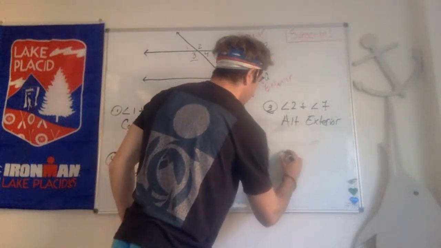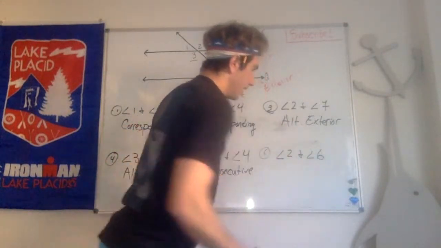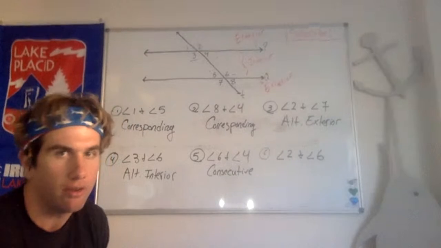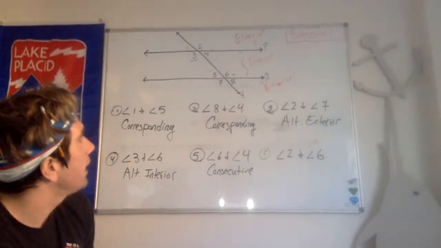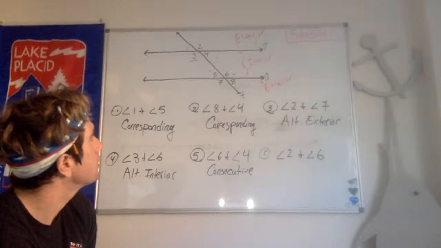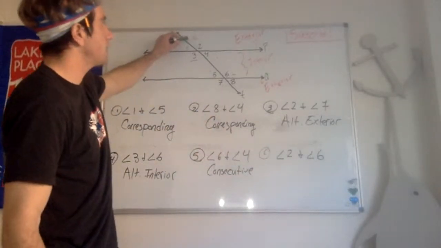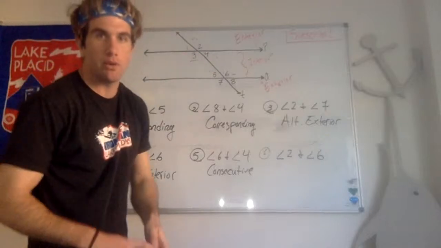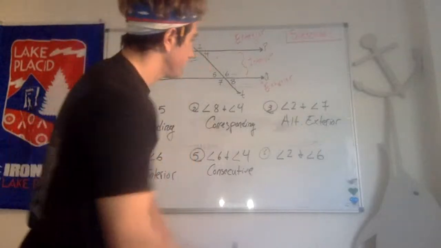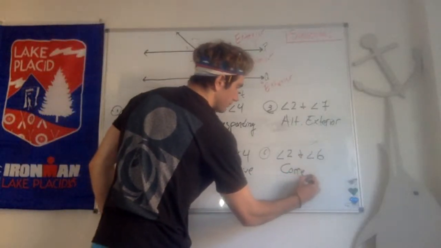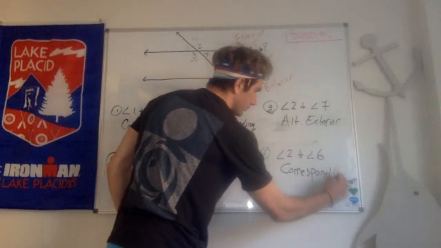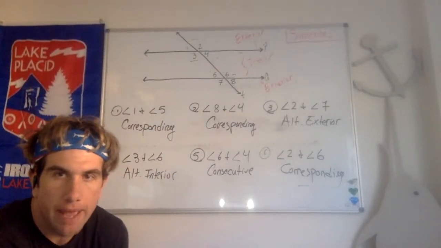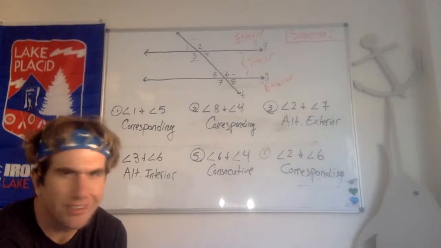Number 6, angle 2 and 6. Jaylene, easy, right? Come on. We got the number 1 math teacher alive. Angle 2 and angle 6. So 2 is up here on the exterior, and then 6 is on interior. So 2, 6, that's going to be what? Corresponding. Good, Samantha. Nice. Catherine, Nikki, see, you guys are getting it.